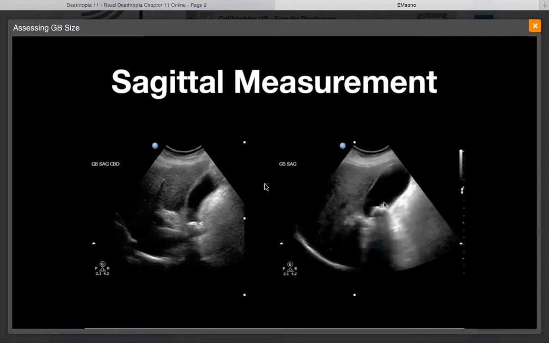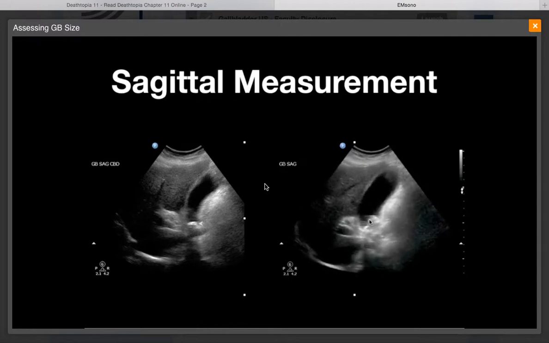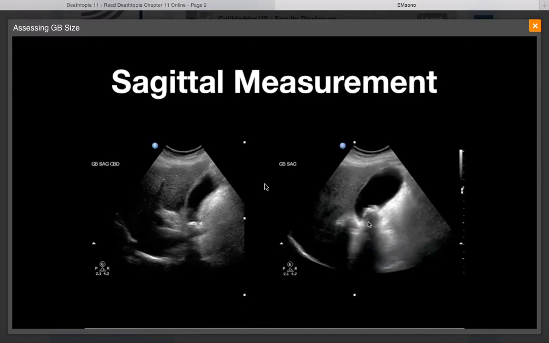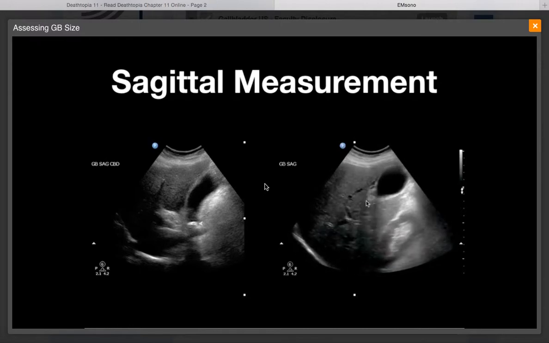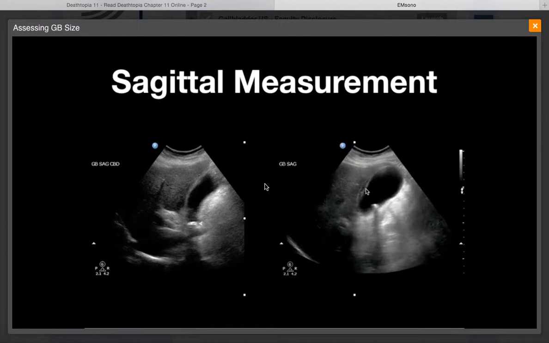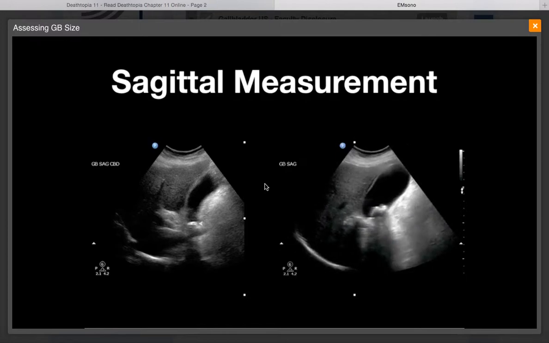And here you can see on the video clip again the loss of the normal tapering down by the neck, and note that it has a more rounded shape, and there's also some gallbladder wall thickening noted also.